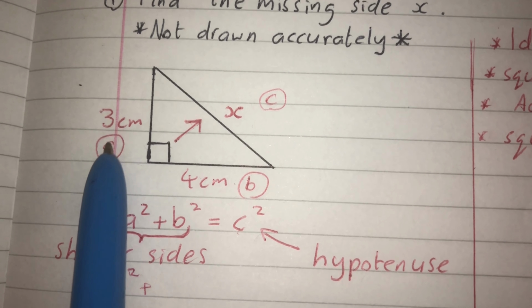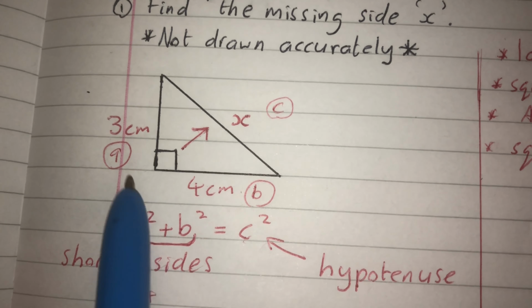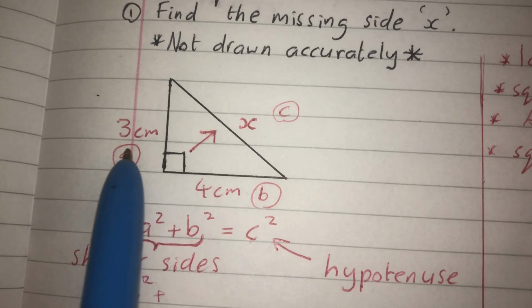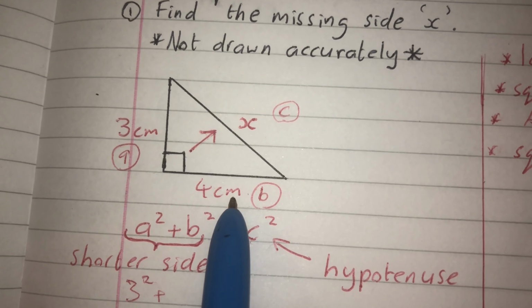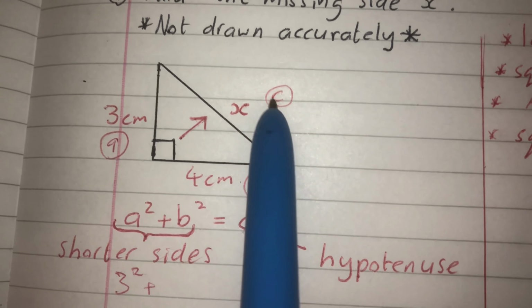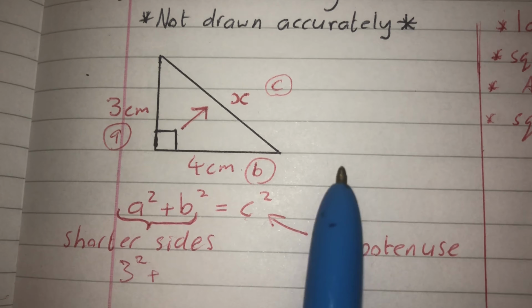I've labelled this side the 3 centimetre side A and the 4 centimetre side B, and it's not really that important if you were to label them the other way around. If you were to call the 4 centimetre side A or the 3 centimetre side B, as long as we've labelled the hypotenuse correctly, it doesn't matter what sides we label A and B.